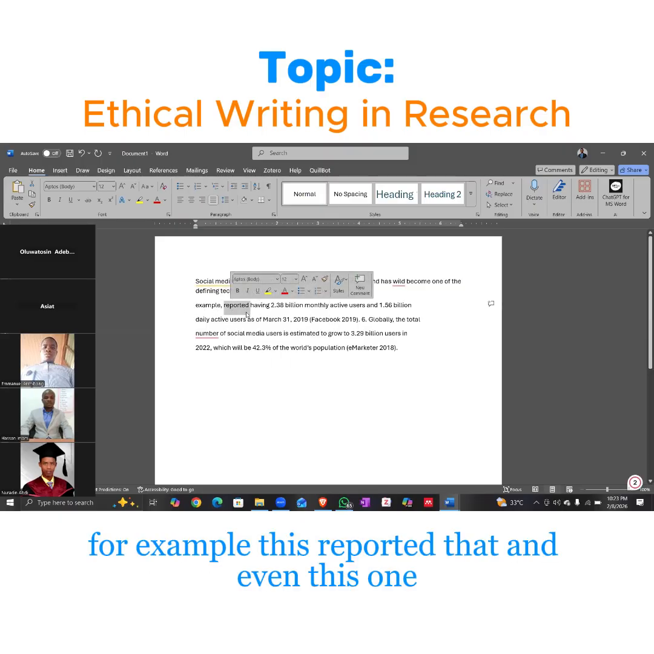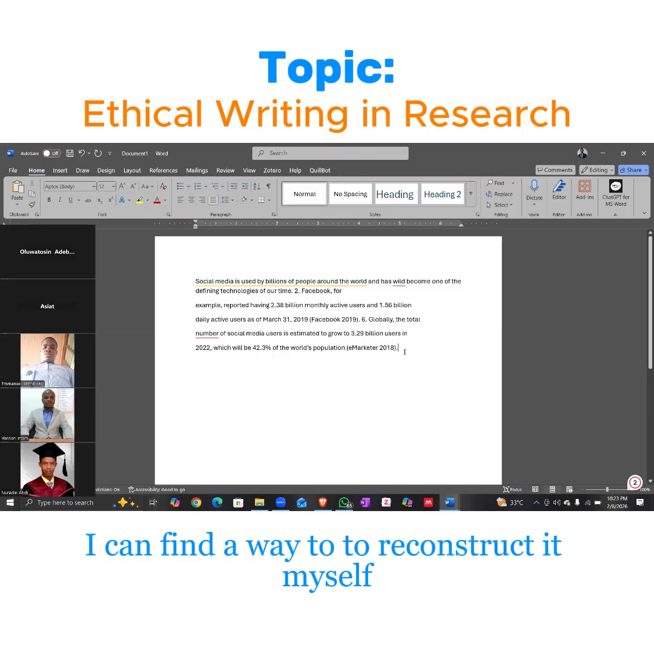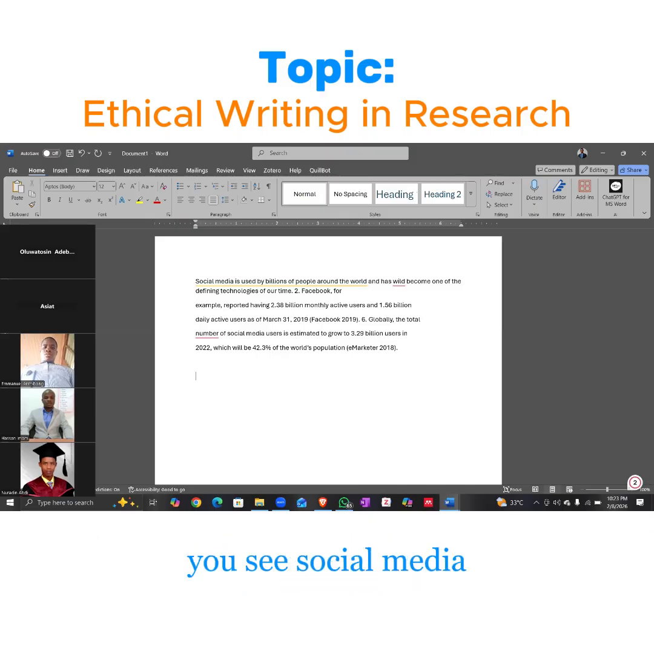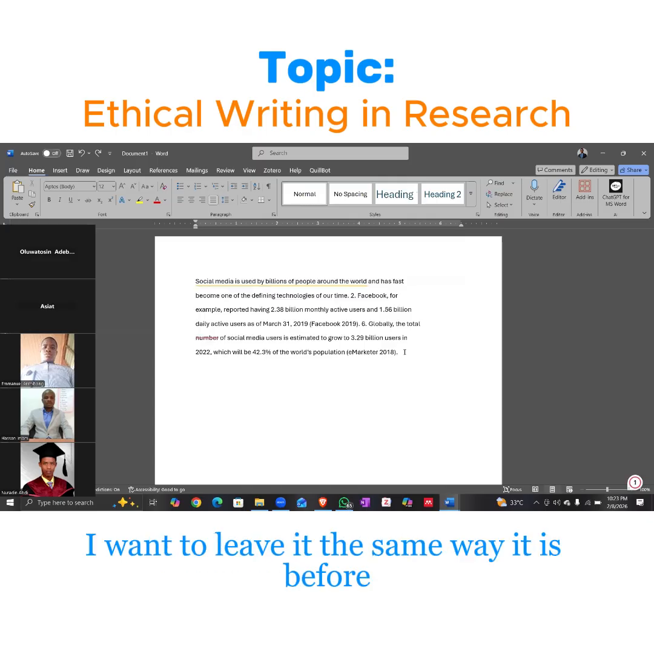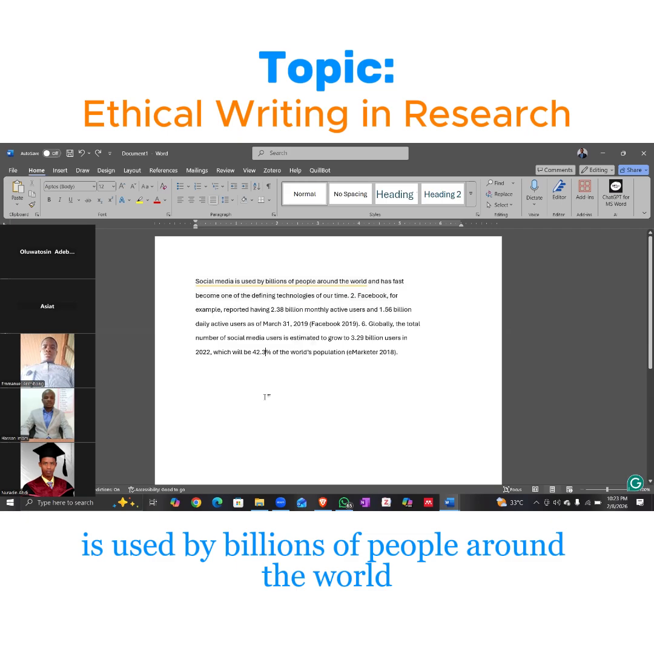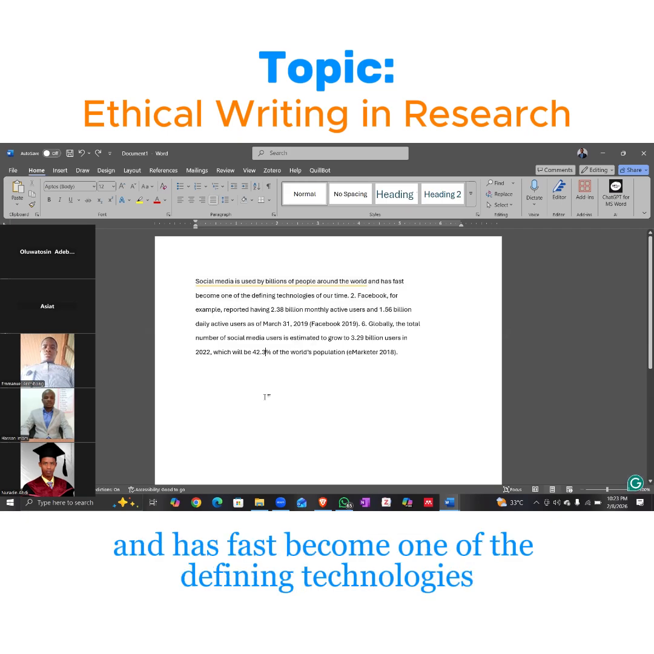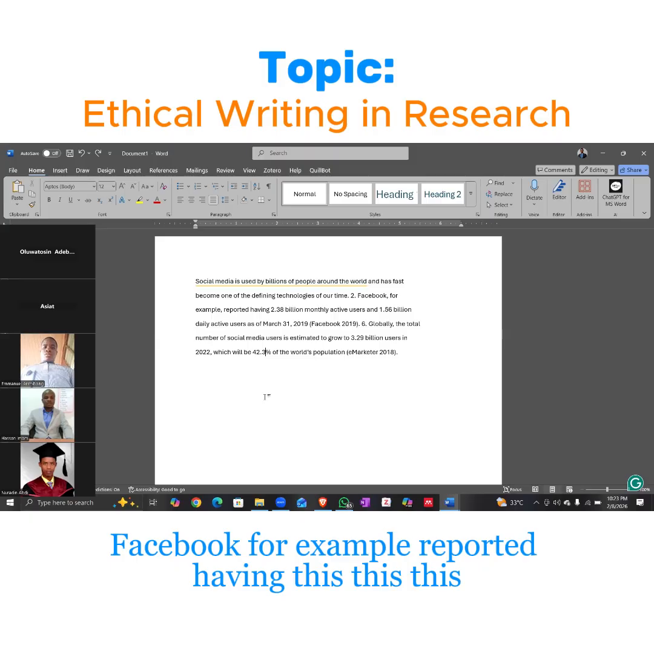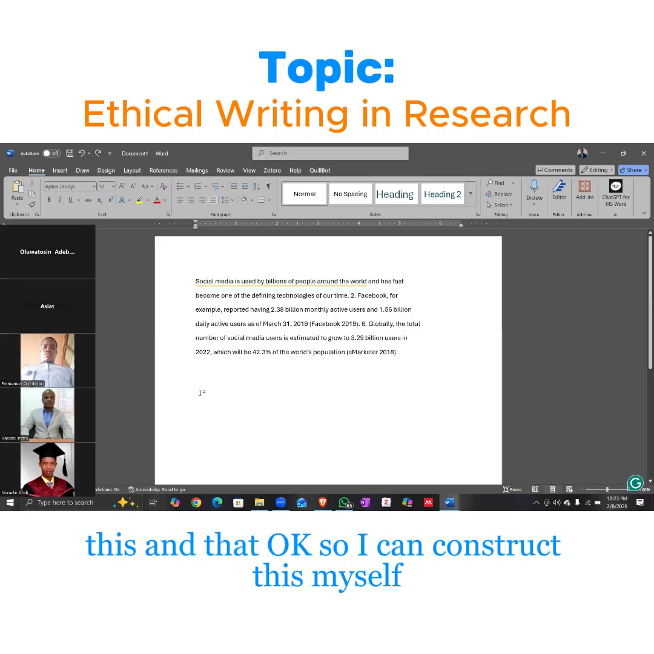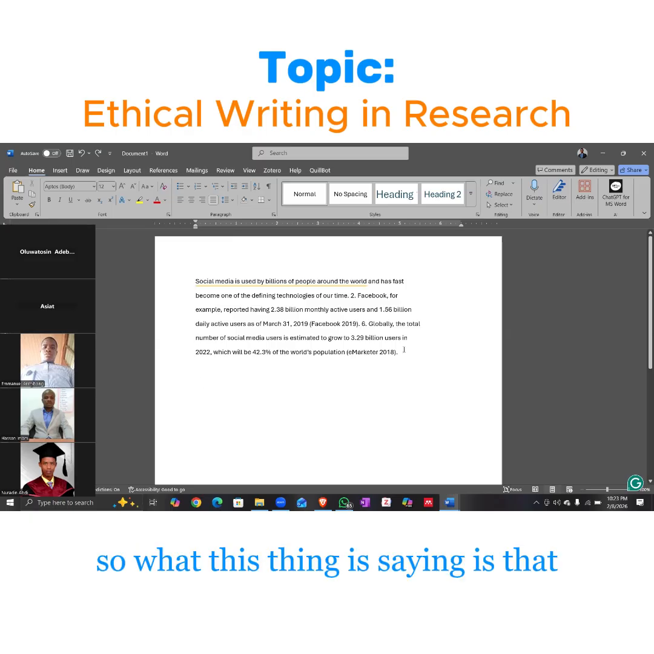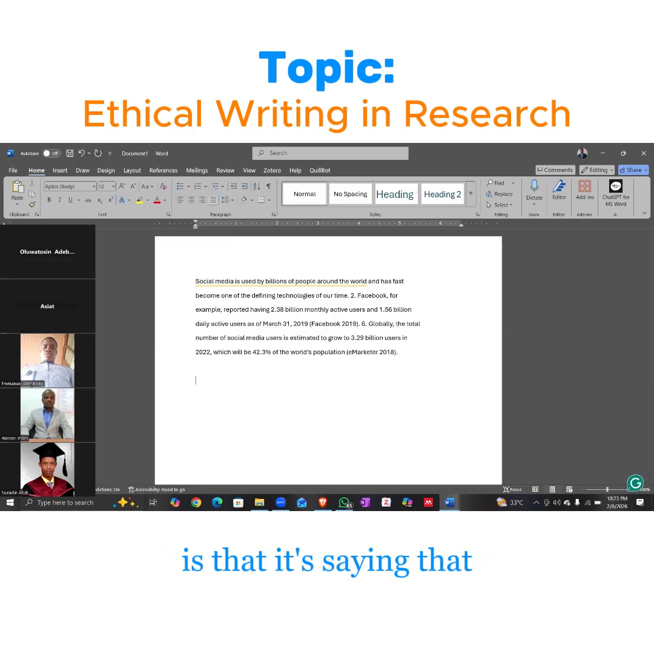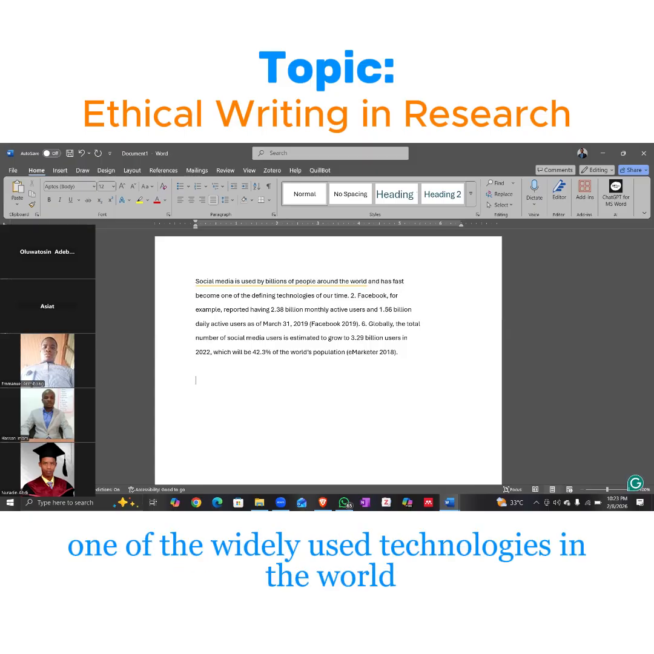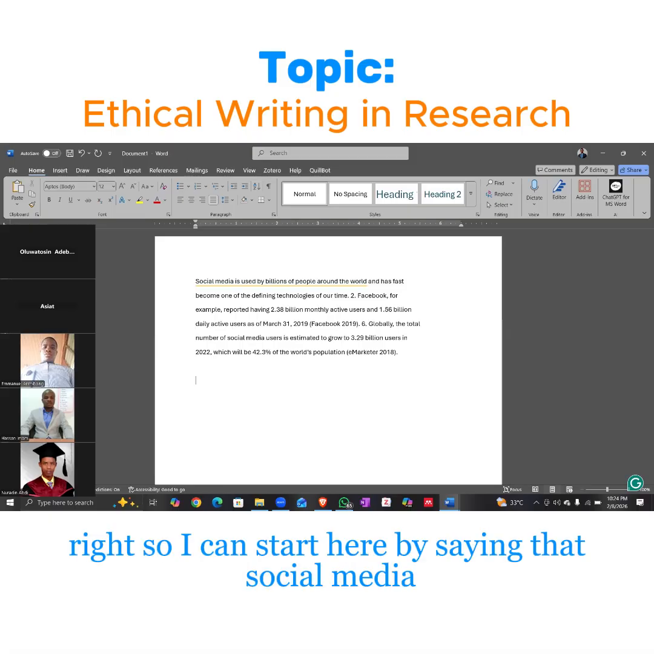For example, this reported that, and even this one, I can find a way to reconstruct it myself. See, social media is used by billions of people around the world. And let me Ctrl Z, I want to leave it the same way it was before. Social media is used by billions of people around the world and has fast become one of the defining technologies. Facebook, for example, reported having this, and that. So I can construct this myself. What the whole sentence is saying is that social media has been one of the widely used technologies in the world, right?